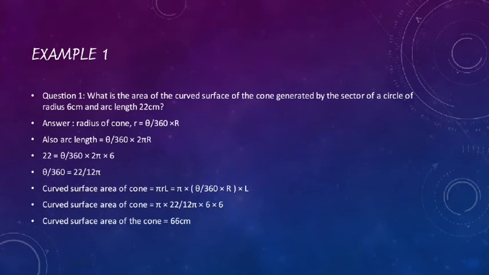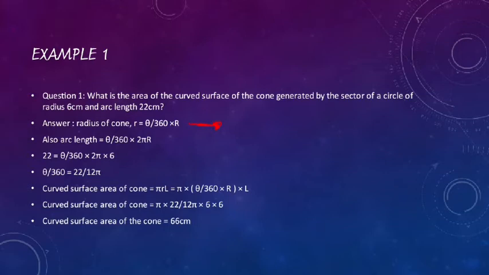Example 1, question 1. What is the area of the curved surface of the cone generated by the sector of a circle of radius 6 cm and arc length of 22 cm? Then solution, the answer. Remember that the relationship between the base radius of a cone and the radius of the sector is this.